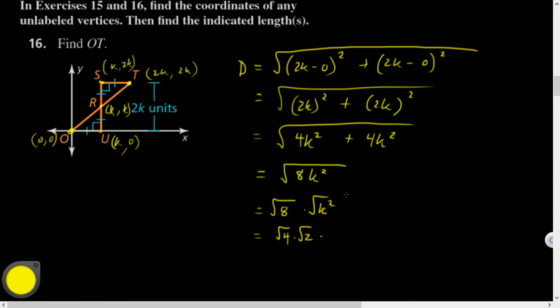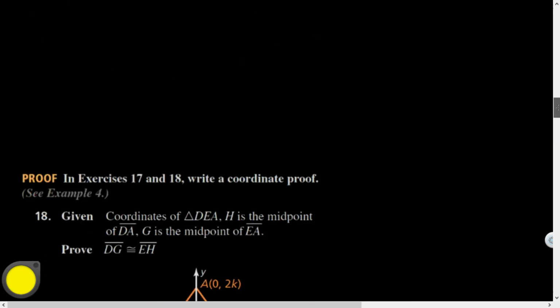Square root of k squared is k. Actually, it's the absolute value of k. But since k is a positive number here, we're fine. We don't need absolute value, but it is technically the absolute value. So square root of 4 is 2k, and then the radical we'll put at the end. So that's the distance from O to T, OT. Like so. So a little bit of work with variables, but not that bad. All right. I kind of like the work of figuring out where these points are in terms of variable coordinates.